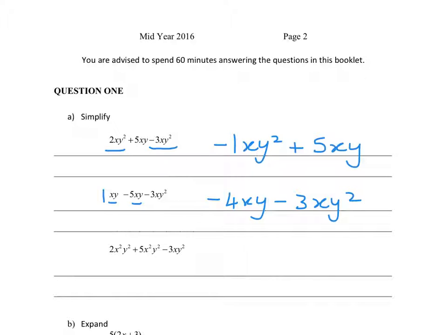Number 3, can you find the like terms? That's right, there's x squared, y squareds. There's 2, and I add another 5. That gives me 7x squared, y squared. And I still have to take away 3xy squared. Okay, so remember, simplifying, we're not finding any solution, we're just putting together the like terms.